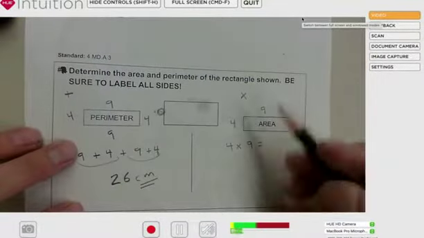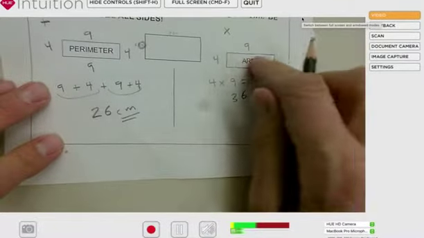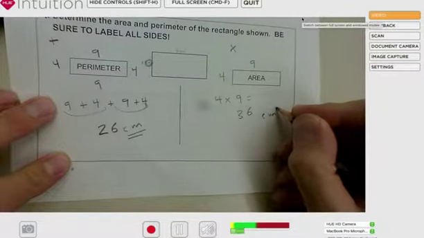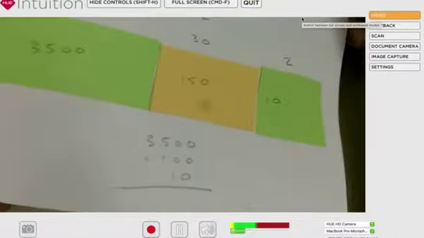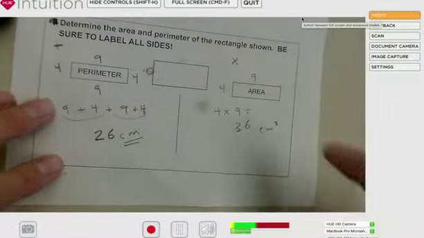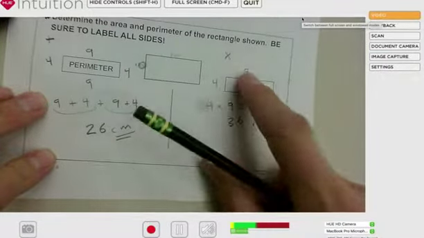It's 36. But remember, when you put area for something like this, you have to do the centimeters squared or square centimeters. For something like this, we typically aren't using those labels, but for official area, we're using the centimeter squared or square centimeters, and it's just basic multiplication.